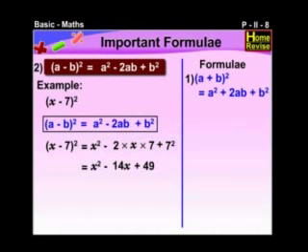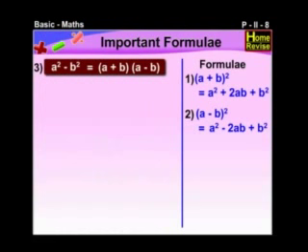Therefore, (a minus b) whole square is equal to a square minus 2ab plus b square. Third formula: a square minus b square is equal to, in the first bracket a plus b, in the second bracket a minus b. That means a square minus b square is equal to (a plus b)(a minus b).